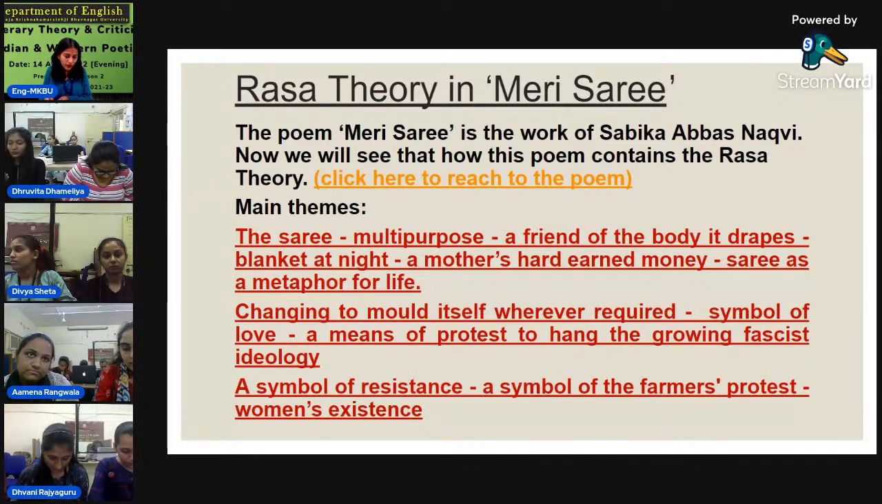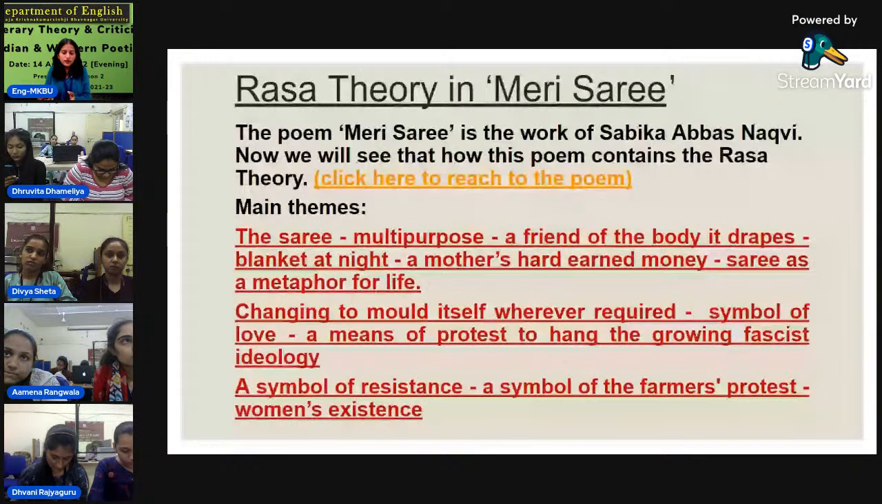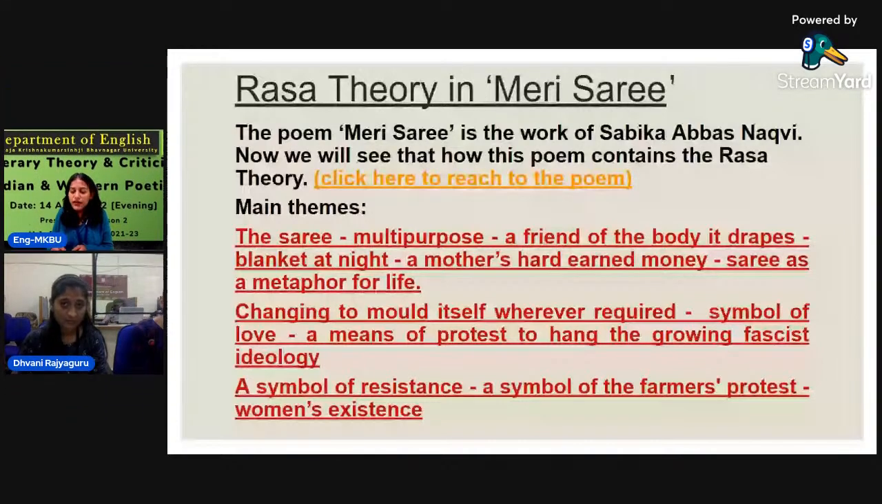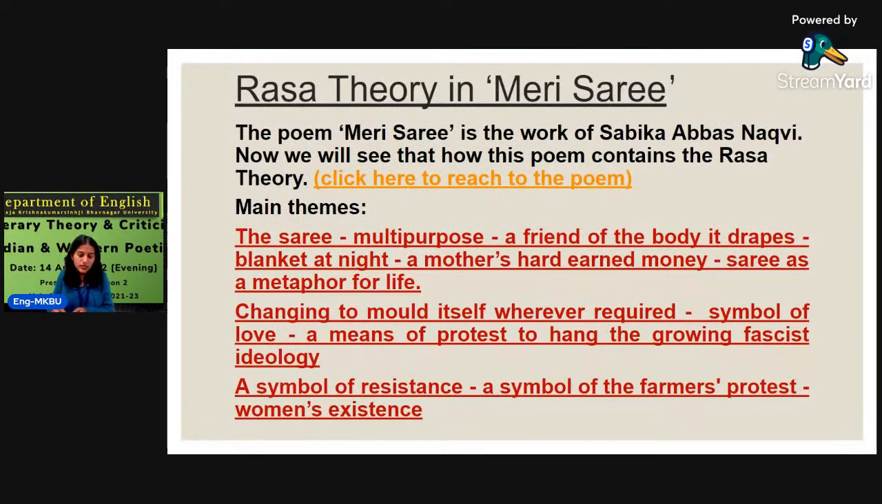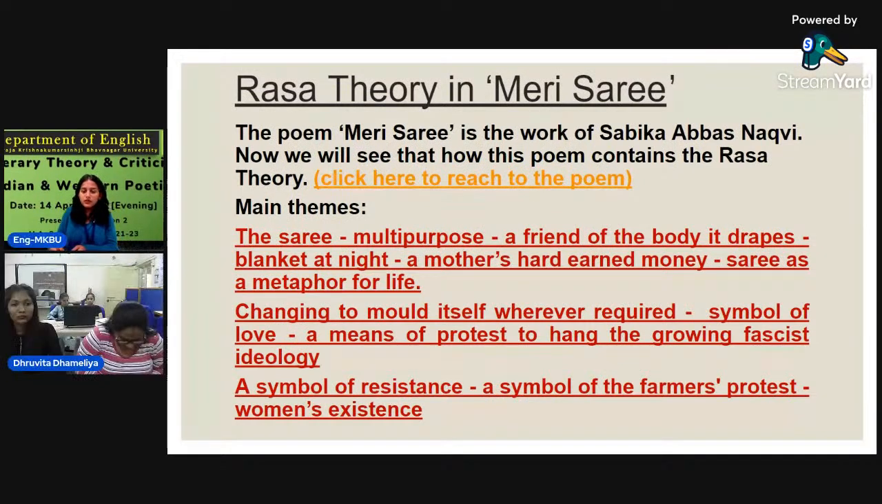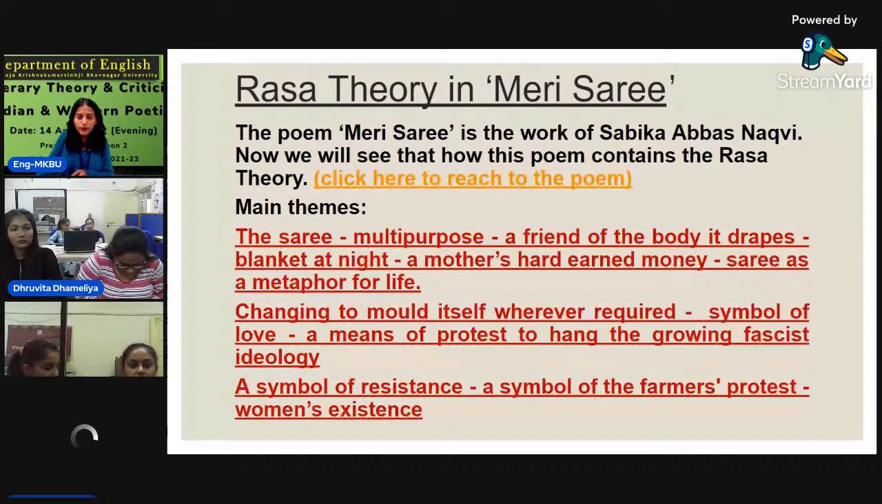Sari is a metaphor for life, as she has portrayed in her poem. Challenging to mold itself wherever required. Sari is something that, whenever you want to mold it, will mold as per your requirement. Symbol of love. A means of protest to hang the growing fascist ideology, a symbol of resistance, a symbol of the farmers' protest, a woman's existence. She has very beautifully portrayed all these ideas in her poem.